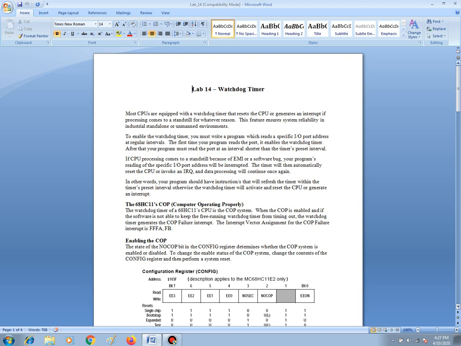The Watchdog Timer of a 68HC11 CPU is the COP system, and COP stands for Computer Operating Properly. When the COP is enabled and if the software is not able to keep the free-running Watchdog Timer from timing out, the Watchdog Timer generates the COP failure interrupt. The interrupt vector assignment for the COP failure interrupt is FFFA and FFFB.